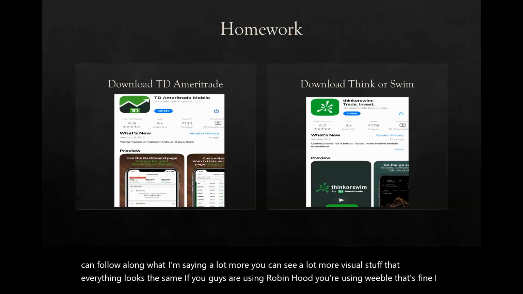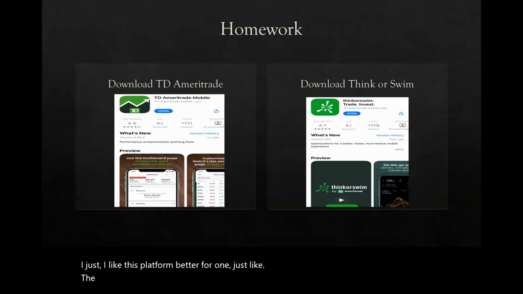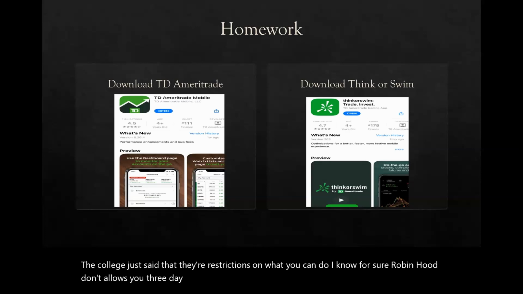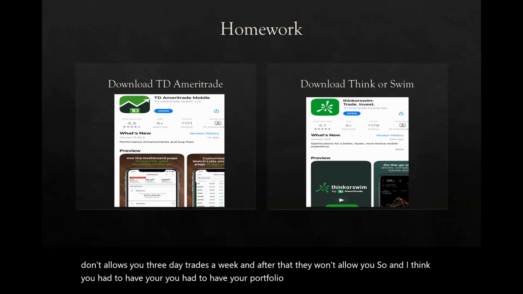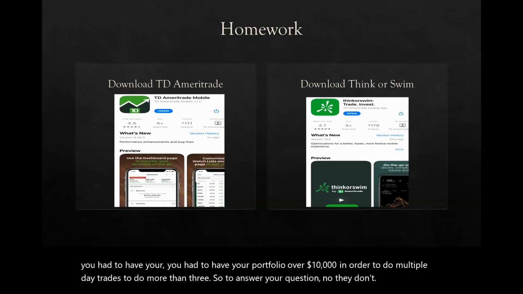I like this platform better, for one, just like the caller just said, because there are restrictions on what you can do. I know for sure Robinhood only allows you 3 day trades a week, and after that, they won't allow you. And I think you had to have your portfolio over $10,000 in order to do more than 3. So, to answer your question, no, they don't. Anybody else got any other questions?